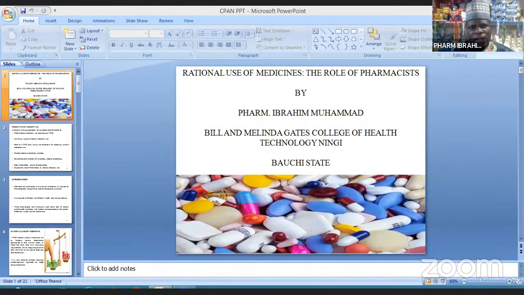So these are the 6 rights of rational medicine use: right patient, right medication, right condition, right dose, right course of therapy, right cost, which we mentioned earlier. It has to be an affordable cost to the patient and the community at large.